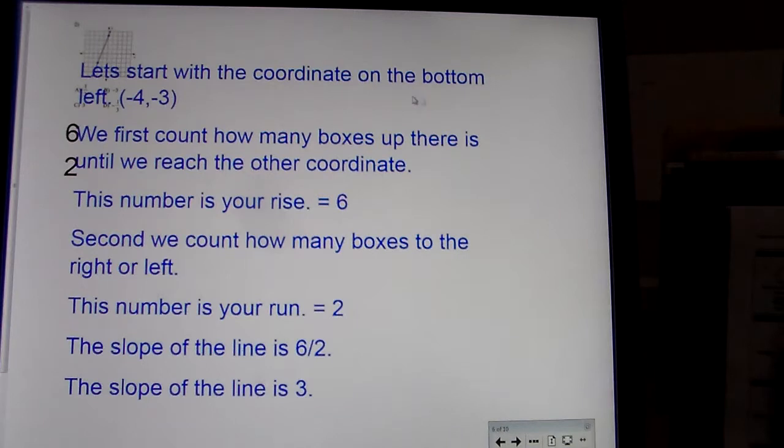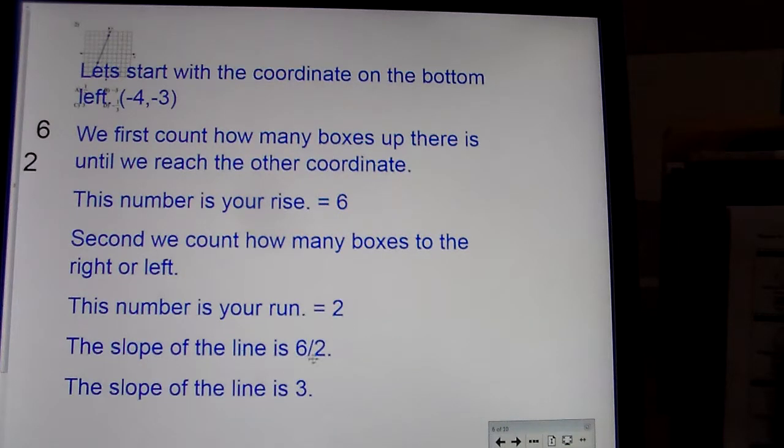So we're going to start with the coordinate on the bottom left, which is -4, -3 in this example. We first count how many boxes up there is until we reach the other coordinate. This number is your rise, which is 6. We counted up 6 boxes. The second, we count how many boxes to the right or left, which in this example it was 2. So it's a +2 since we counted 2 to the right.